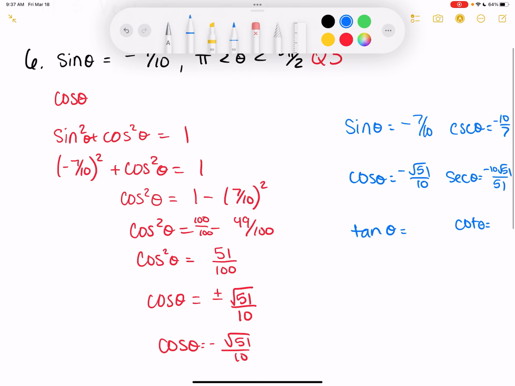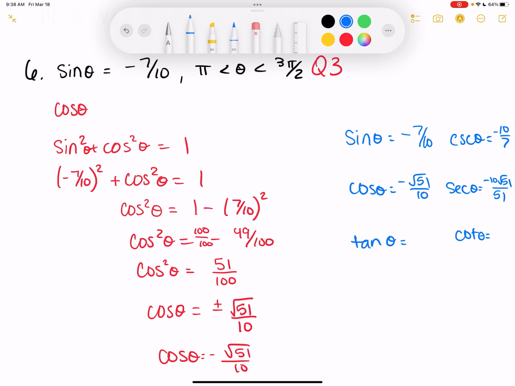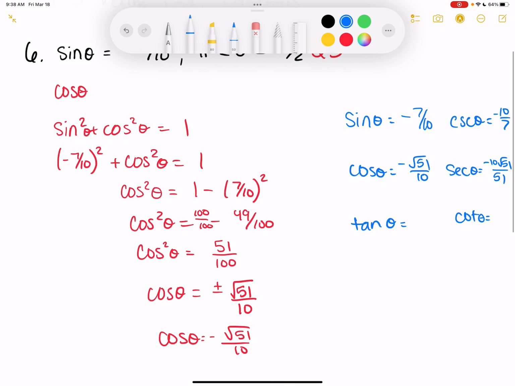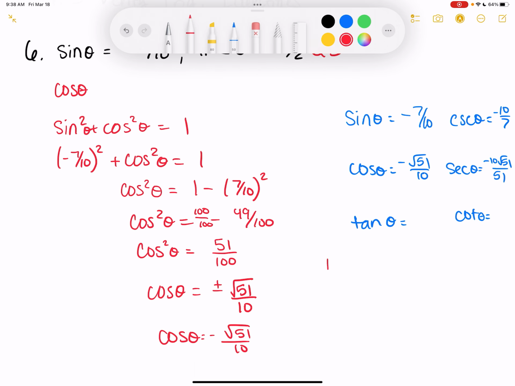So then tangent, in regards to I have sine and cosine, what is tangent? Sine over cosine. So tangent is equal to sine over cosine. So that would be negative 7 over 10 over negative root 51 over 10.